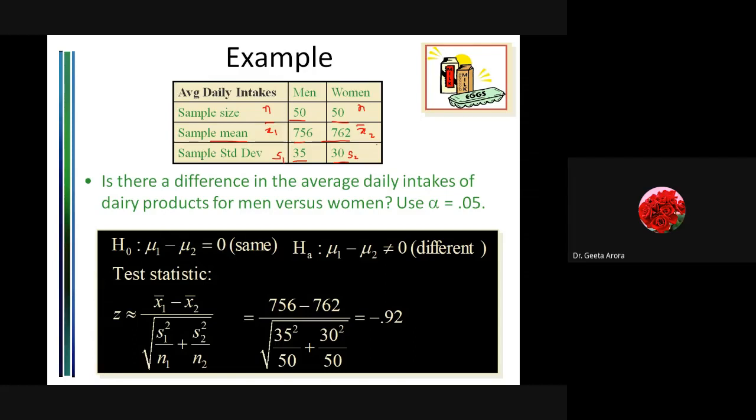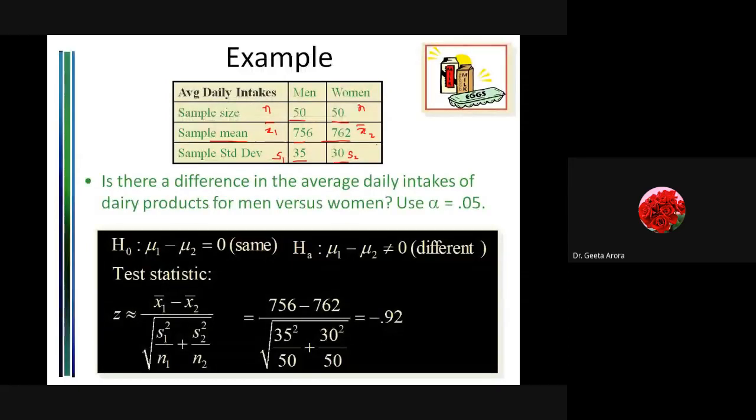So here we have the value of z as 1.96 for two tail, and if we compare, then the null hypothesis is true. The decision is, since mod of z is less than mod of z alpha, the null hypothesis is true. So we have to conclude whether the hypothesis is correct or not. When the null hypothesis, mu1 minus mu2 equal to 0, is true, it means the average daily intake of men and women is almost the same, or we can write that there is no significant difference in the average daily intake of dairy product for men versus women.